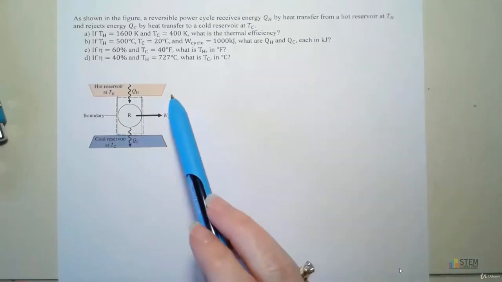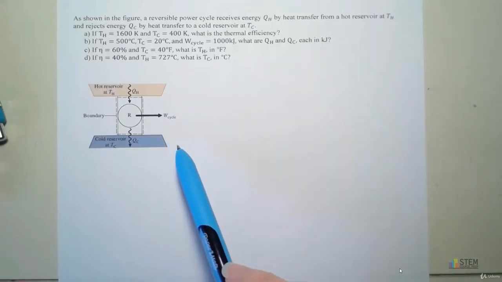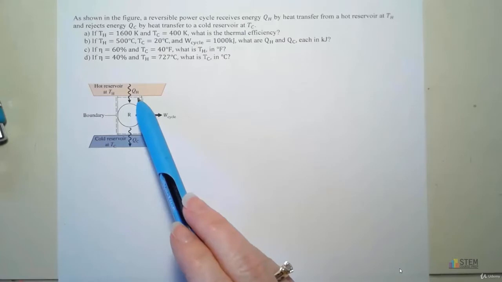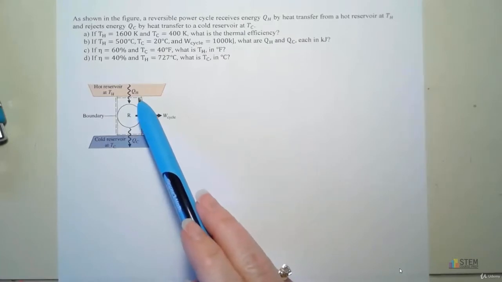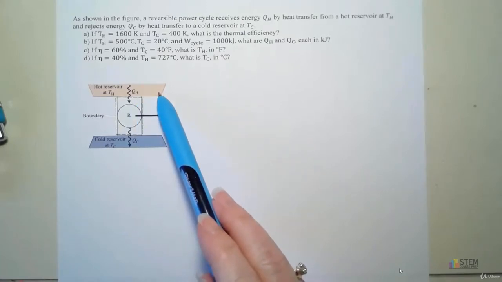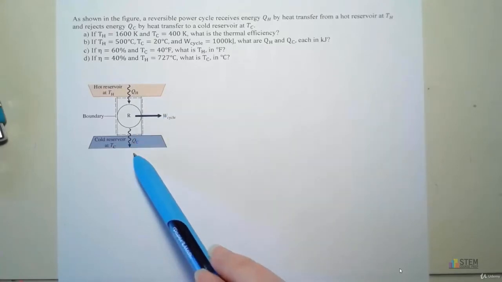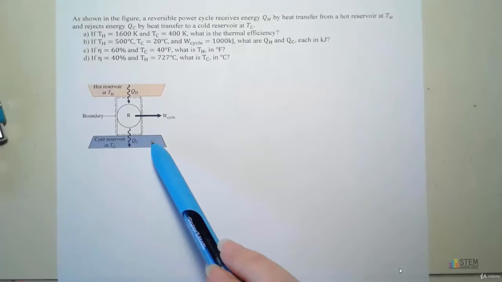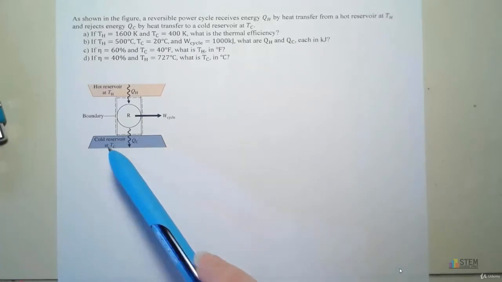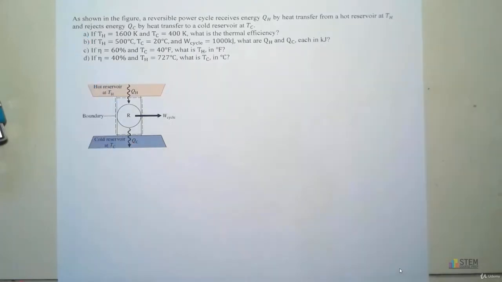Here we've got a reversible power cycle. It's going to receive energy QH, which is shown right here, by heat transfer from a hot reservoir, which is going to be at a temperature TH. And it's going to reject energy QC by heat transfer to a cold reservoir, which is going to have a temperature TC. Now we've got four different things we're going to do here.